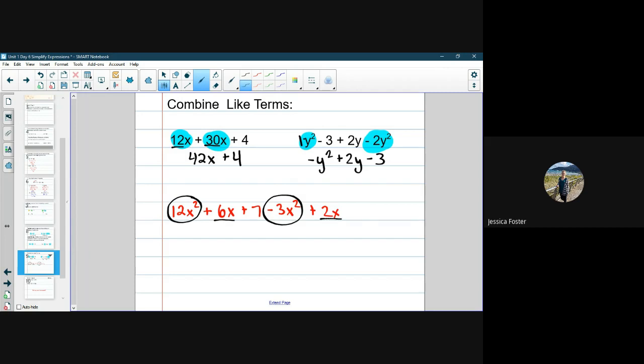We just have to make sure we keep track of all of our terms and we don't lose any when we start to simplify. I can't forget that I've got that 7 there. Even though it isn't being combined with any because it doesn't have like terms, I'm still going to have the 7 at the end. 12x squared minus 3x squared is 9x squared. 6x plus 2x is 8x. All we're doing is combining the coefficients. There you go. That's how you combine like terms.